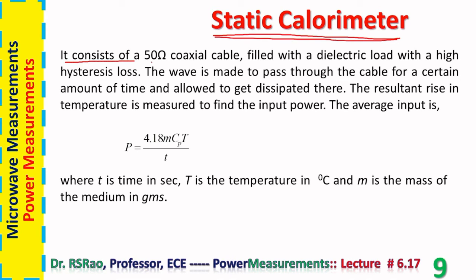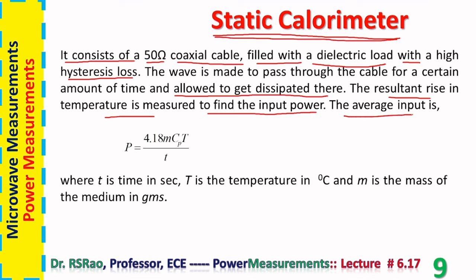It consists of a 50 ohm coaxial cable filled with a dielectric load with a high hysteresis loss. The wave is made to pass through the cable for a certain amount of time and allowed to get dissipated there. The resultant rise in temperature is measured to find the input power. The average input power.